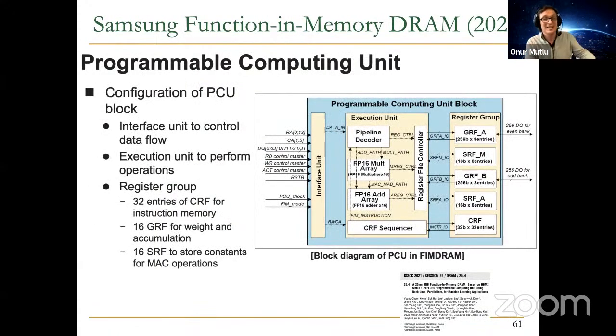Again, I'm not going to go into the details of this, but you can see that this is a diagram from the paper that they published a week ago. You can see that some of the principles that we're going to see in this lecture are actually employed in this processing in memory engine. So this is what I meant by fundamental principles that we're going to cover.